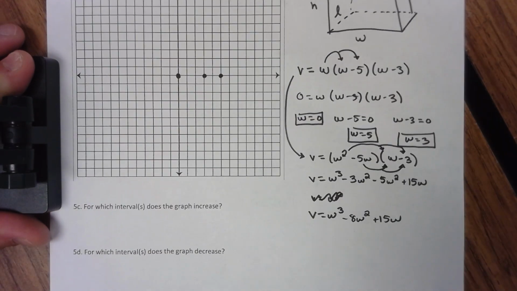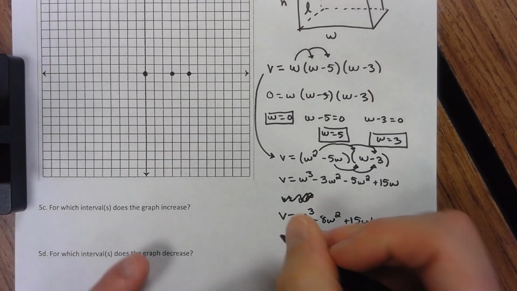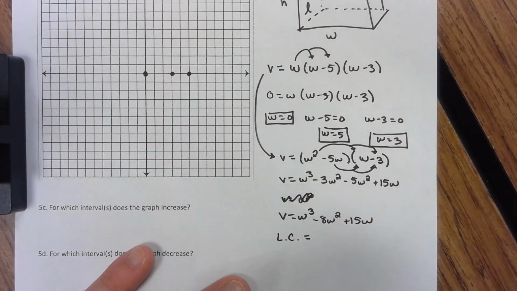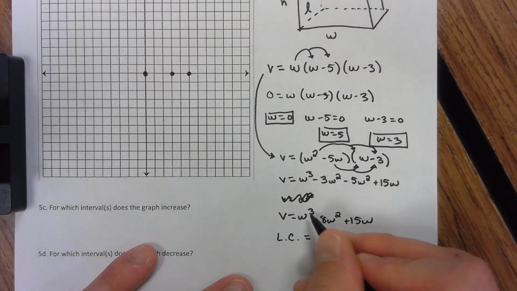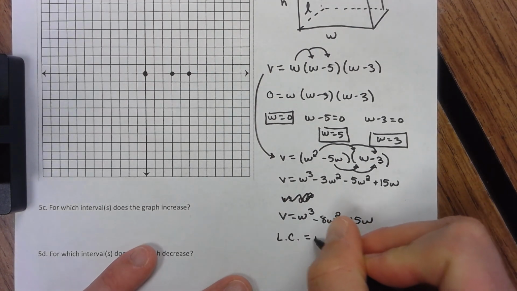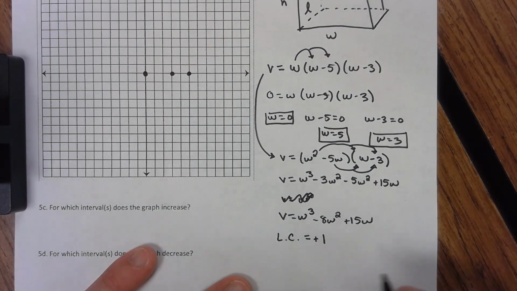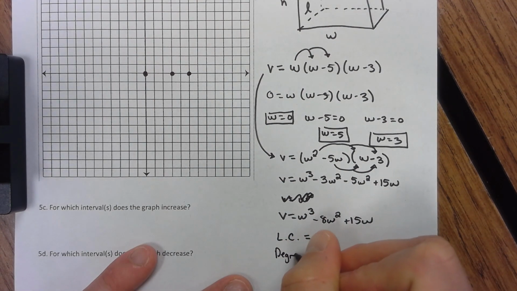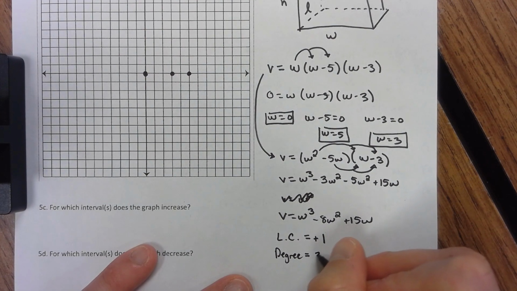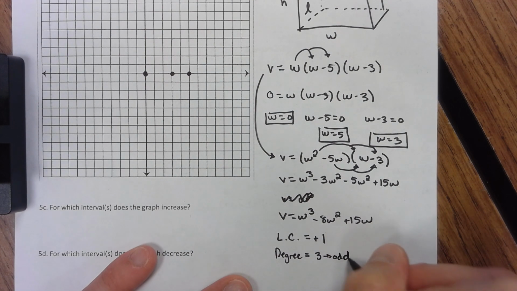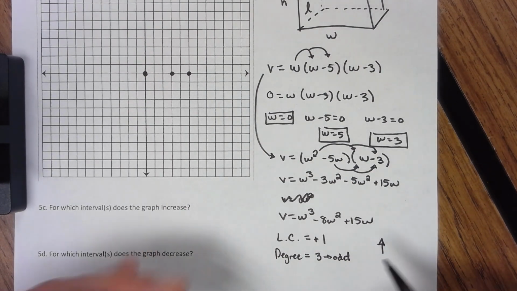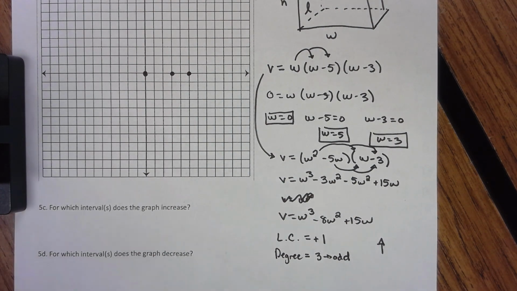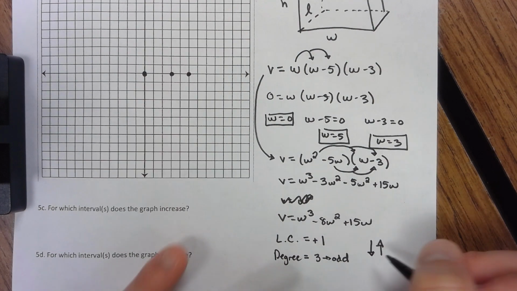Now that this is in standard form, I can figure out what my leading coefficient is. And when I'm using that leading coefficient to help me figure out the end behavior, we just care about the sign of it. The sign of our leading coefficient is positive. In fact, that full leading coefficient is a positive 1. The degree is 3, which we care about it being odd. So the positive leading coefficient tells me that the right side is up. The odd degree tells me that the ends go in opposite directions. So if the right side is up, the left side needs to be down.